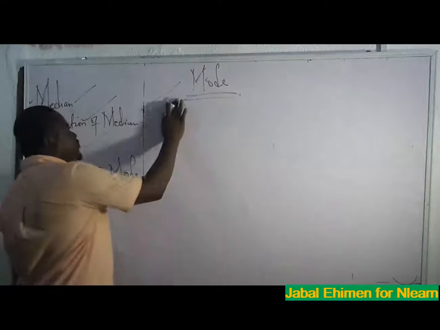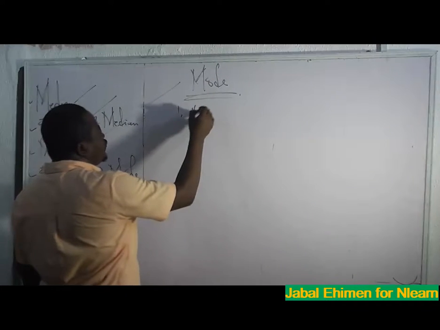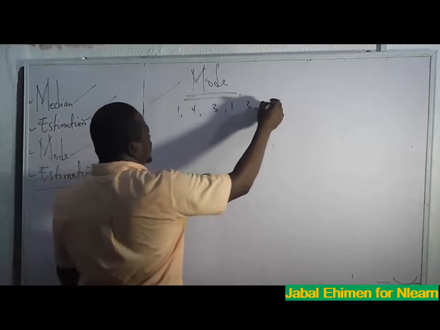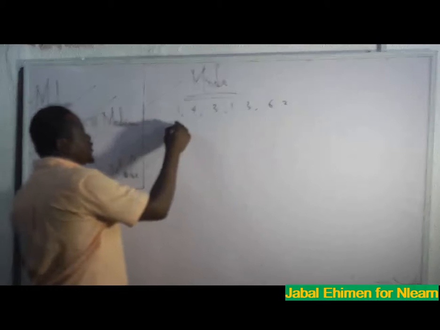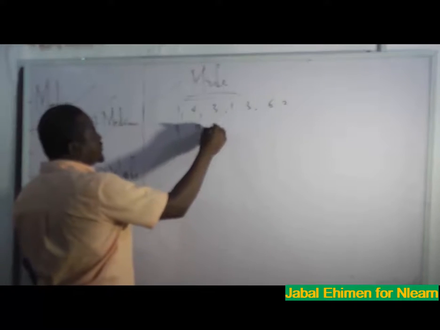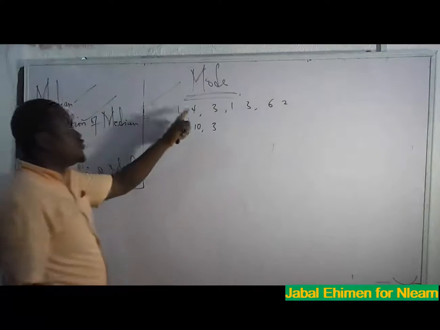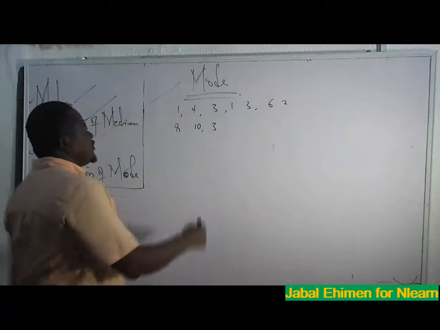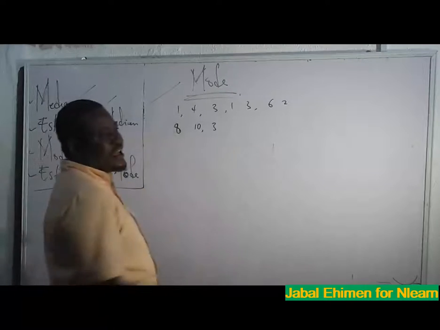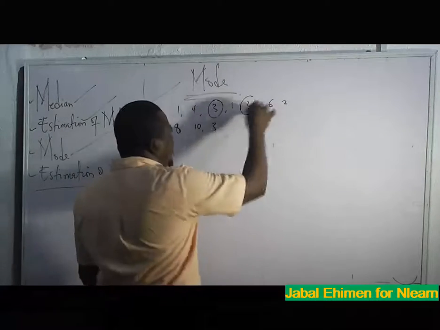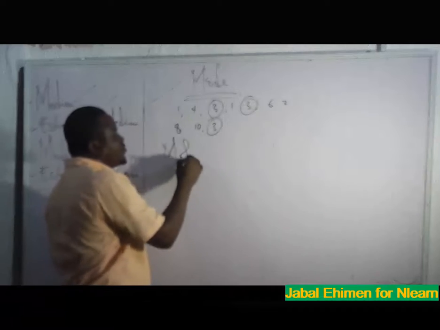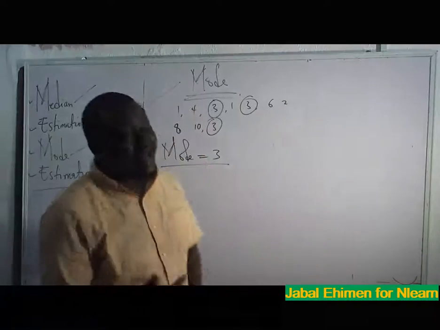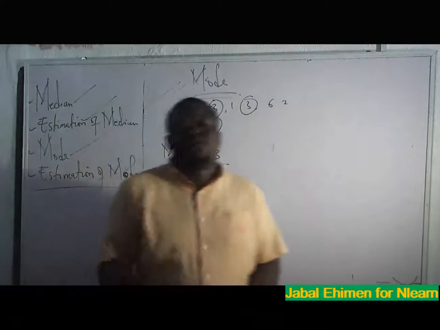So if, for example, you have something like 2, 4, 3, 1, 3, 6, 2, 8, 10, 3. From these values, 1, 2, 3, 4, 5, 6, 7, 8, 9, 10, you observe that the value that has the highest occurrence is 3. You have 3 here, you have 3 here, and you have 3 here. So the mode is equal to 3. It is that value that has the highest frequency, that occurs most.